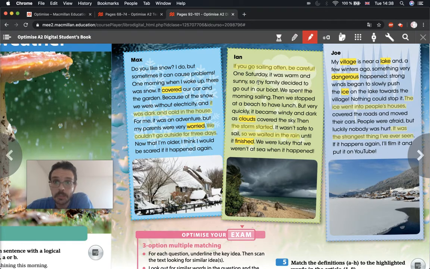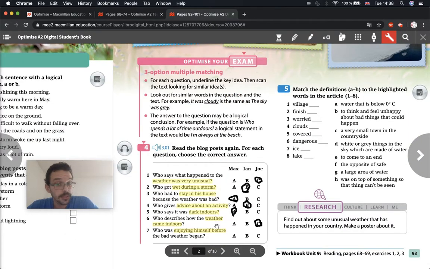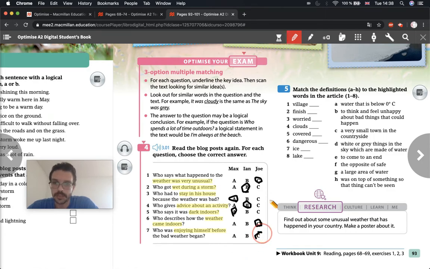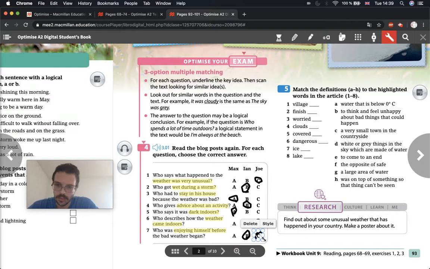So he says, it was warm and sunny. My family decided to go out in a boat, and we spent the morning sailing. So logically, if you spend the morning sailing, if you're doing an activity, you're having fun. Otherwise, why would you do the activity? So who was enjoying himself before the bad weather began? Oh, sorry, no, not that one. Sorry, wrong answer. It would be Ian here. Okay, let's get rid of this.